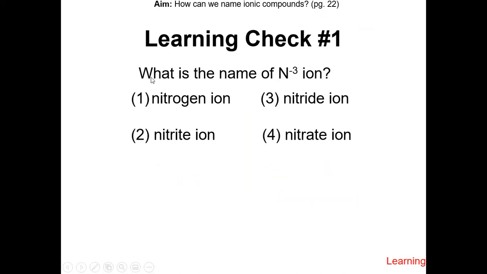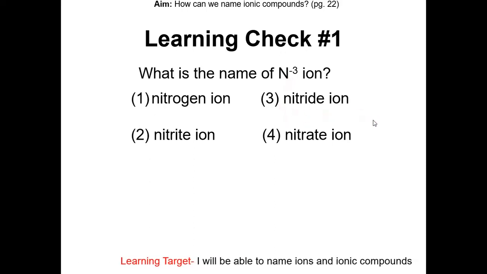So let's do a learning check. What is the name of N minus 3 ion? Pause the video and resume once you have the answer. So since nitrogen is a nonmetal, you have to change the ending to IDE. So that becomes nitride ion.